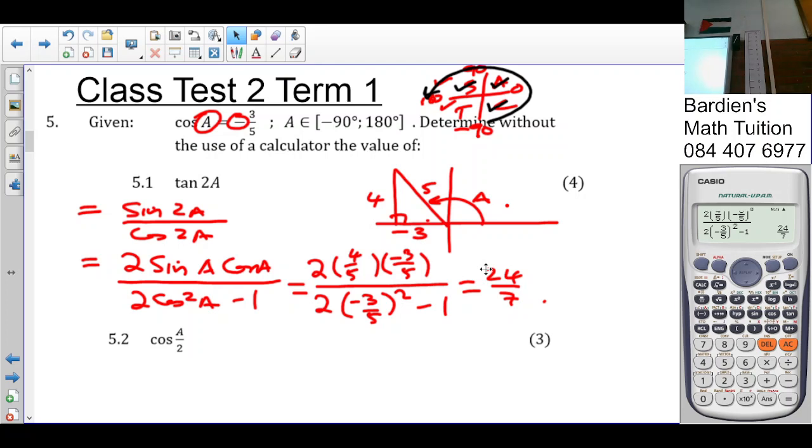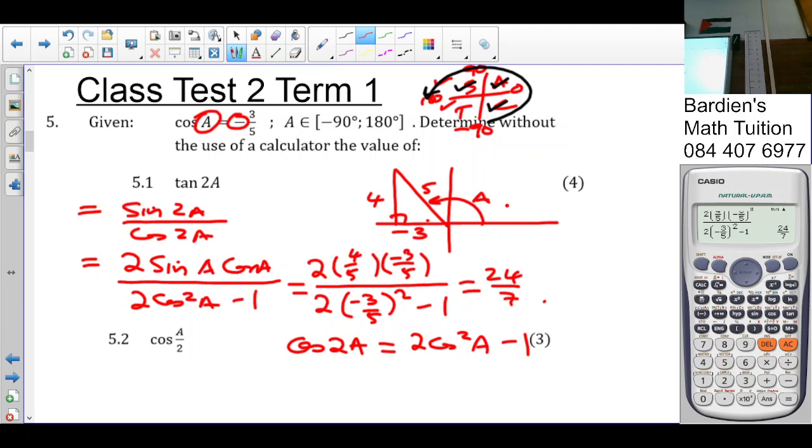So, if you look here, there's no link. It feels like there's no link between A and A over 2. But A over 2 also can be written as a half A. Not so. So if you're looking at the cos 2A, cos of 2A is going to be 2 cos squared A minus 1.